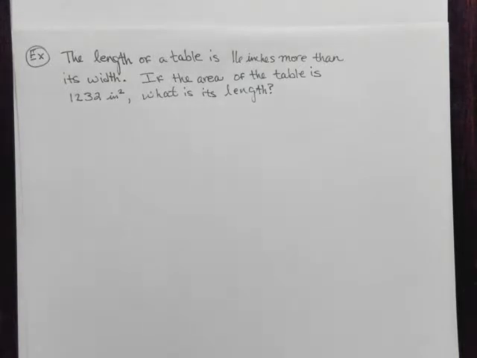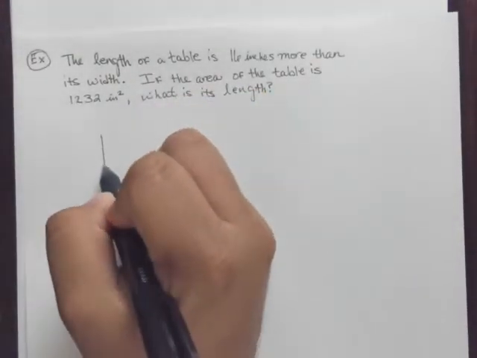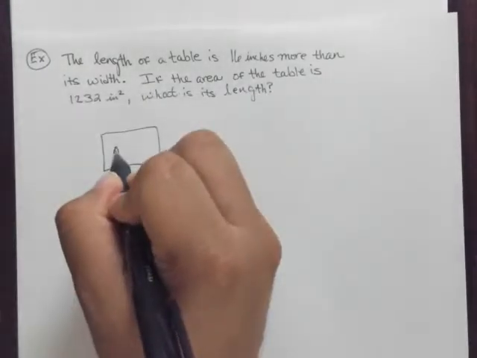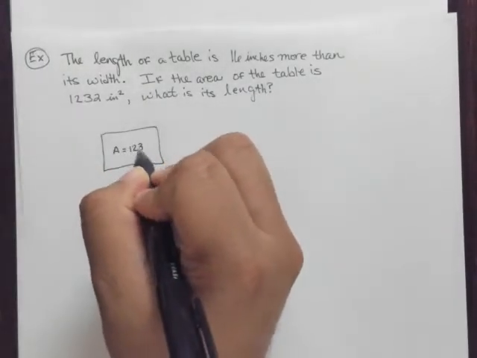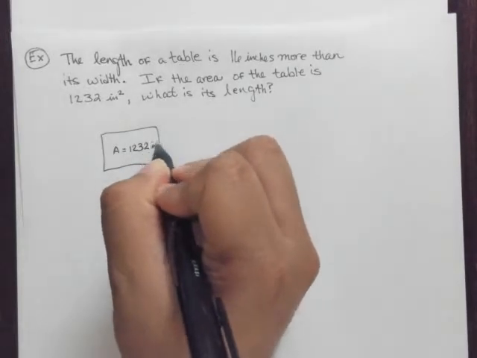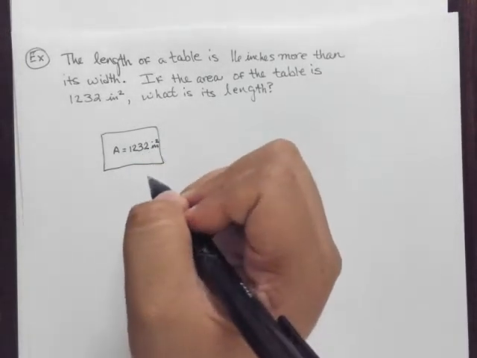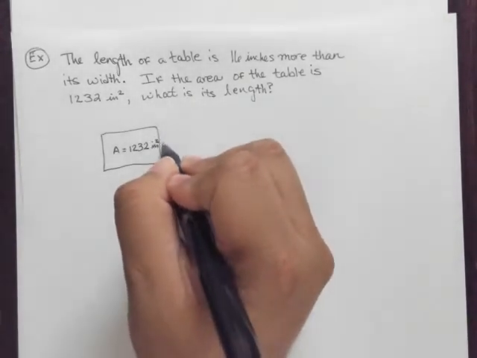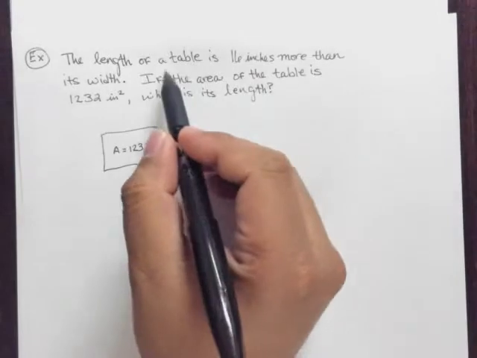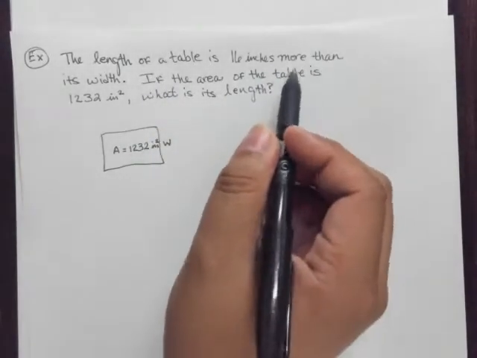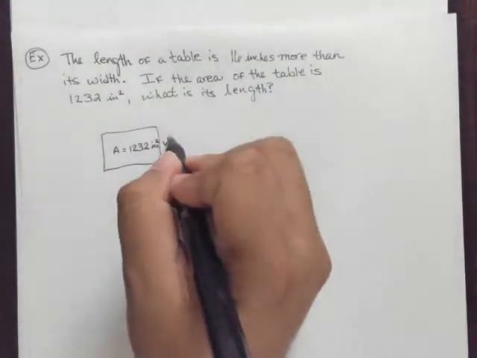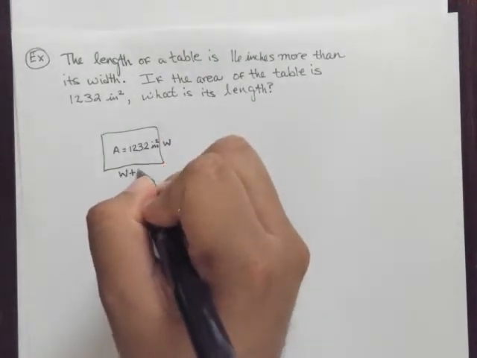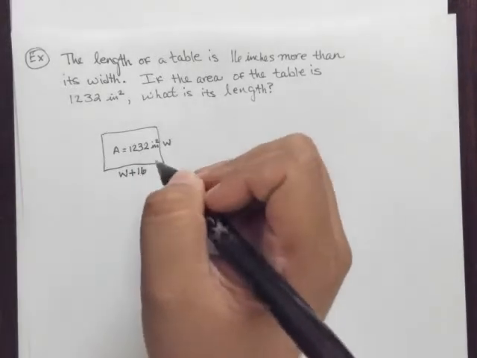So we are assuming then, I guess, that this is a rectangular table, and I'm just going to draw a rectangle here. I'm going to label the area inside being 1232 square inches. And then what do we know? We know that it's got some width, and then the length happens to be 16 inches more than the width. So we'll call the width W. We assign the variable name W, and then we're going to say the length here is W plus 16.